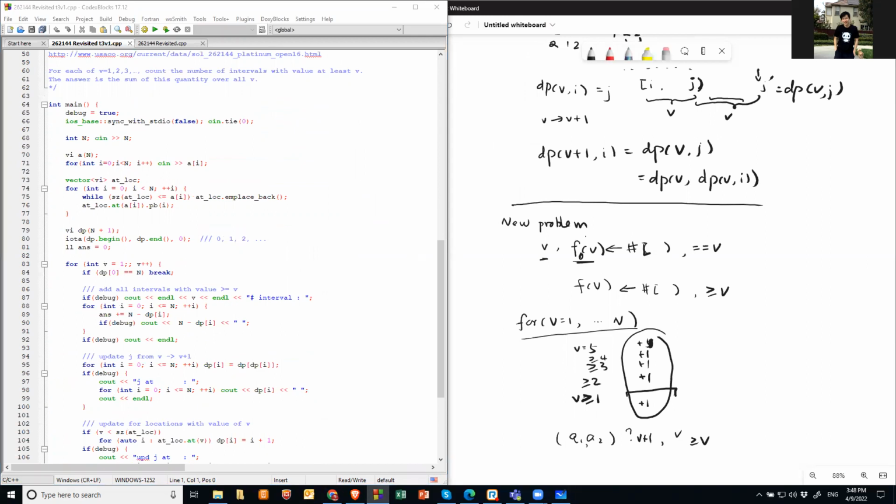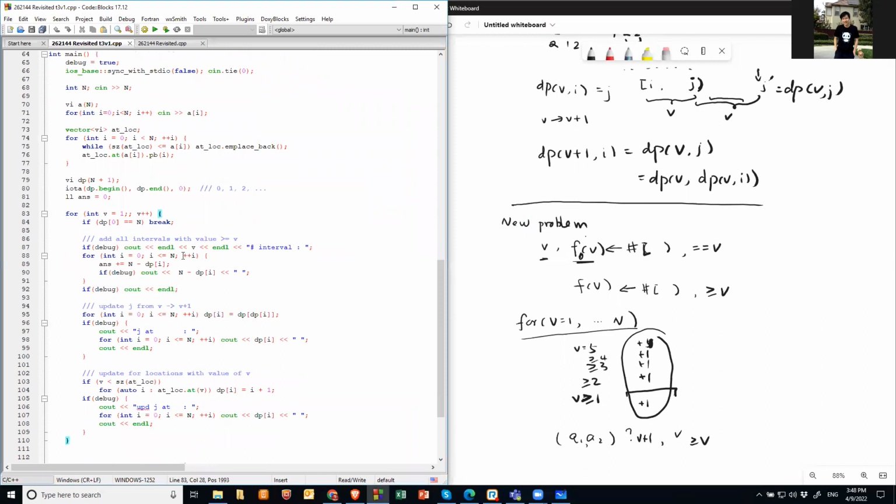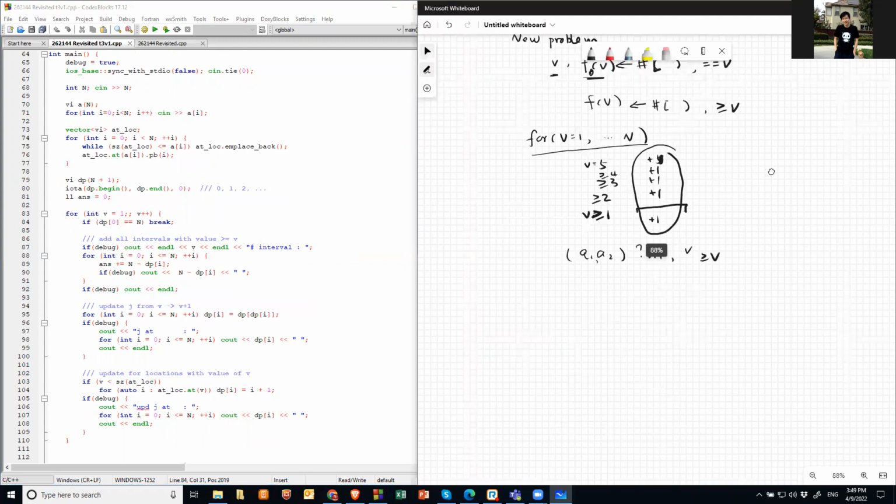Okay. So I'll give you a second to read this. Okay. So what I did is for each number, I need to find which location it is at, right? So I just read that in and find that. So for v from 1 to n, going up, I first add all the intervals that are bigger. I count how many intervals I have, right?